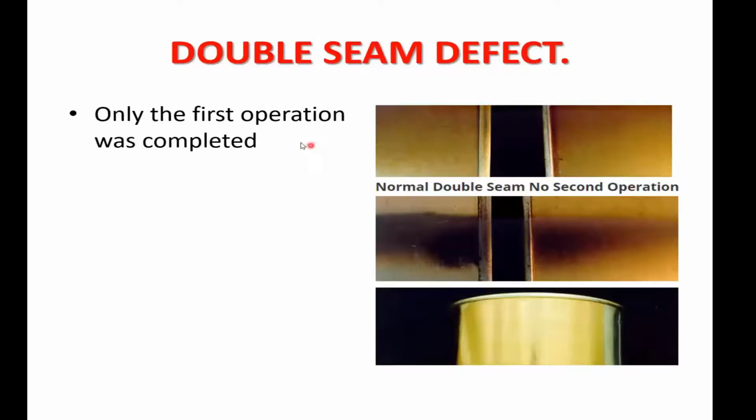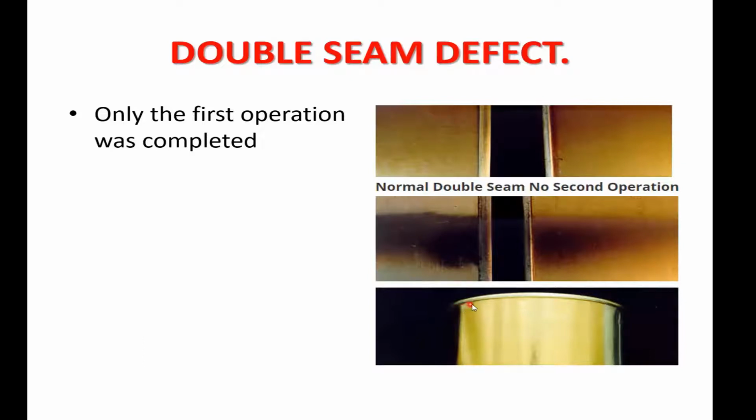Double seaming defects, you can see here only the first operation. Sometimes when you do the seaming, I already told you the cans go with double seaming. If the seaming is not proper, one seaming will be done but the next seaming is not taking place properly, then we can get small holes, gaps. Normally in the cans we follow double seaming. Already I talked about it during the processing.